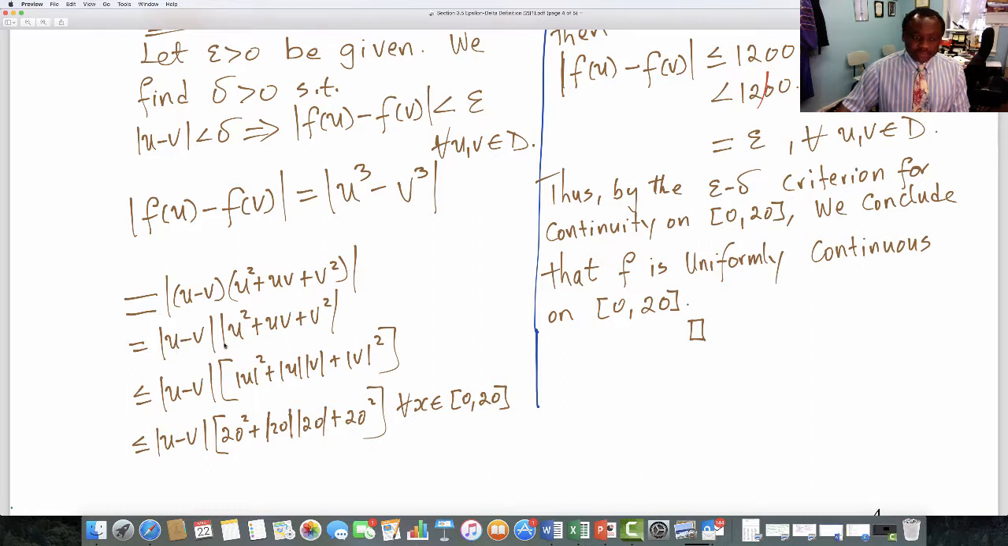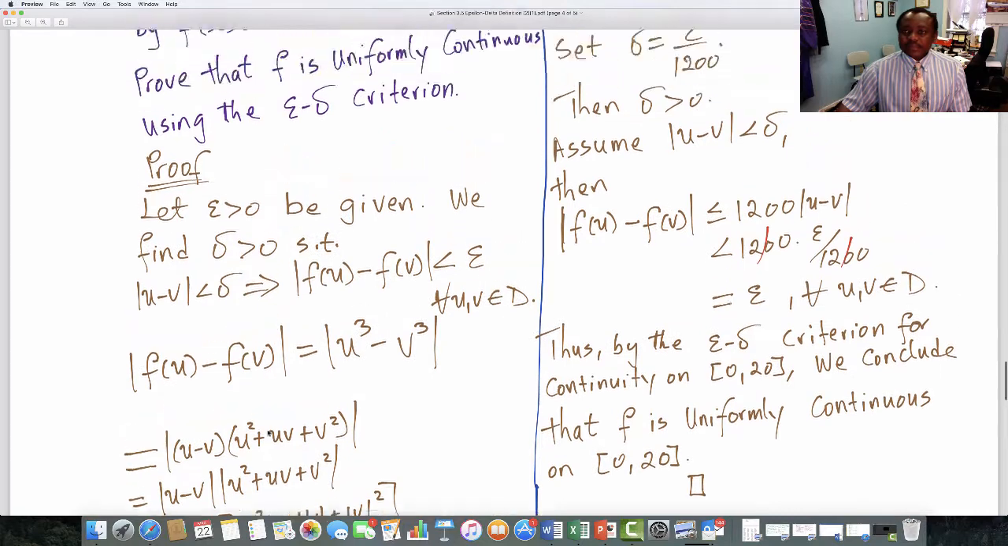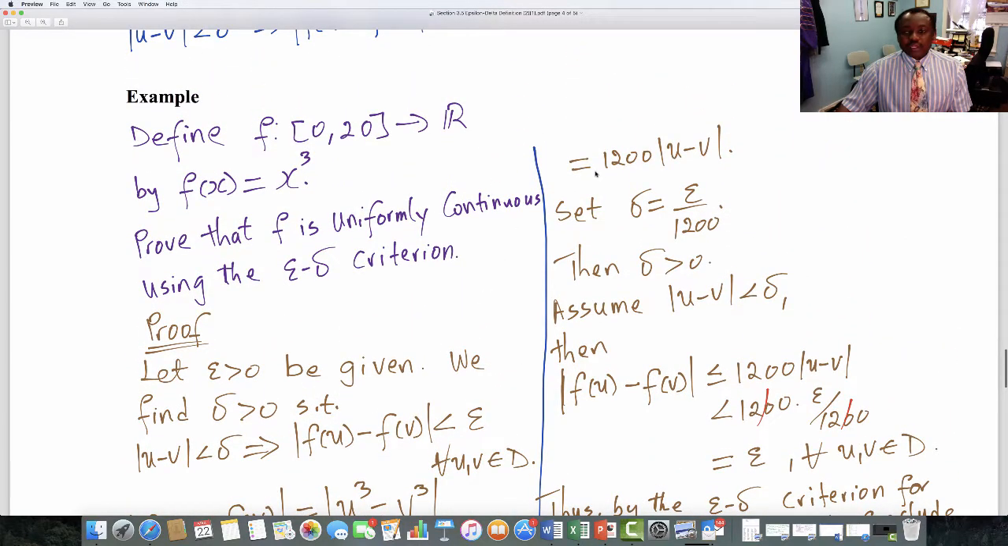By properties of absolute value, this is the same as the absolute value of u minus v times the absolute value of u squared plus uv plus v squared. And by the triangle inequality, that is less than or equal to all of this. Since x is from the closed bounded interval [0, 20], the highest x can be is 20. So this quantity is less than or equal to the absolute value of u minus v, replacing u and v by 20, and we end up with 1200 times the absolute value of u minus v.